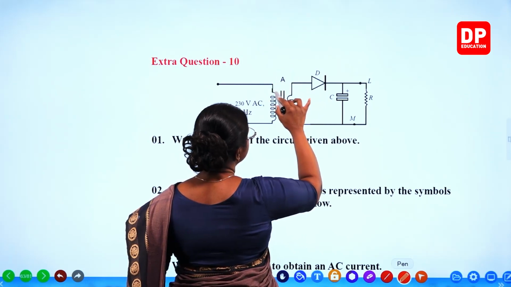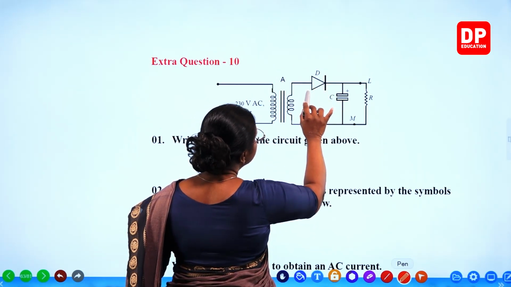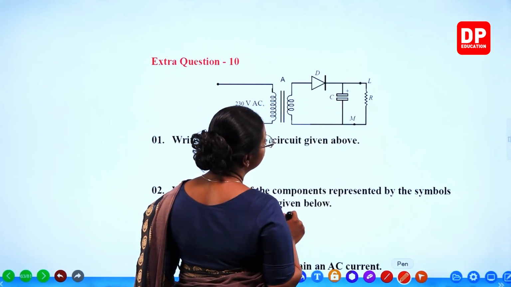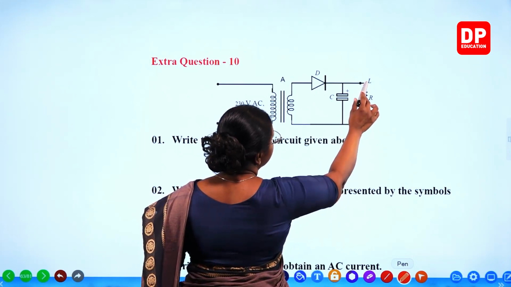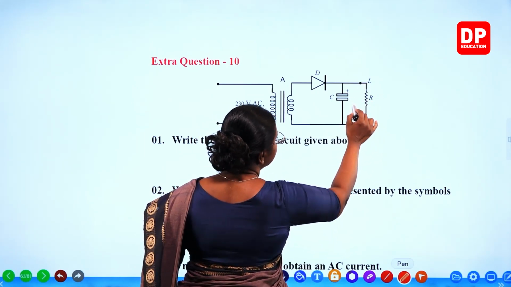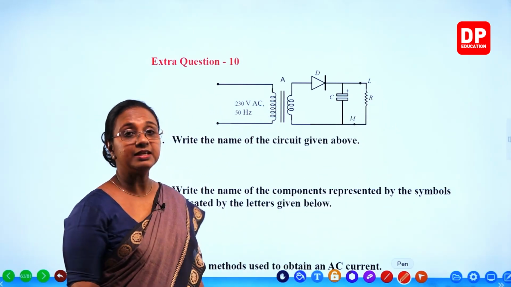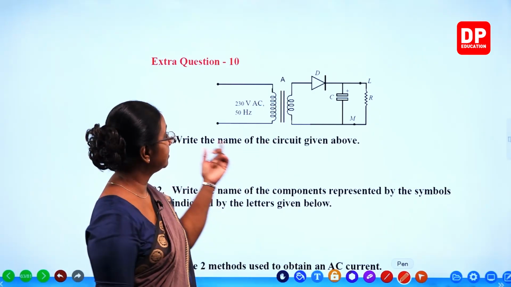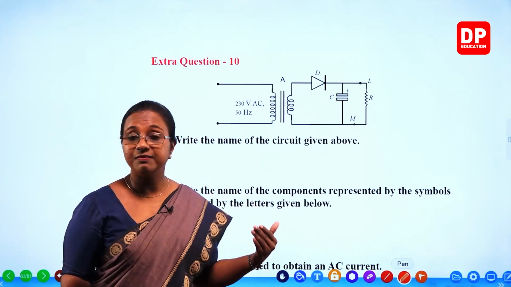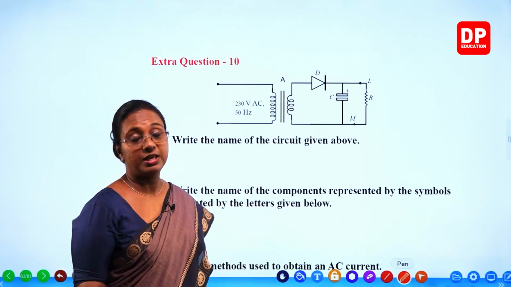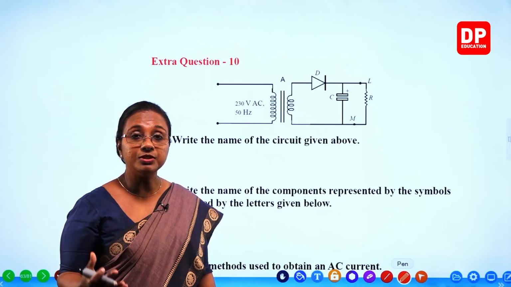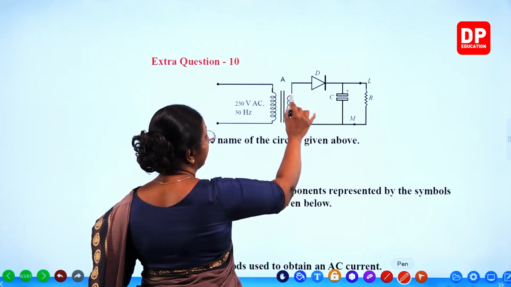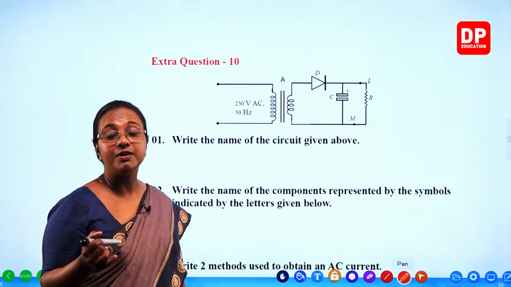Then here you can see that is labeled as A. And here D, you all know, is the symbol for a diode. Then C, you can see, is the symbol for a capacitor. And then you have points L and M. And here you have this symbol that is R, that is a resistor. So, I am sure you all can recall what we have discussed. This is the process where we do a half-wave rectification including smoothing. So, the output will be smoothing of half-wave rectified current. So, that is why we use the capacitor for smoothing. One diode to give a half-wave rectification.